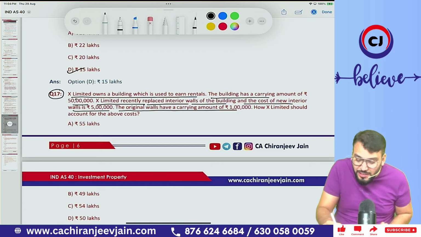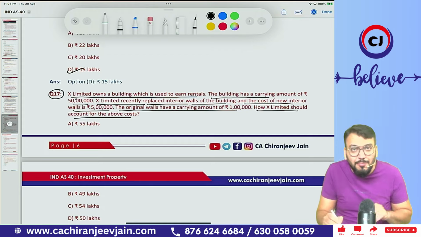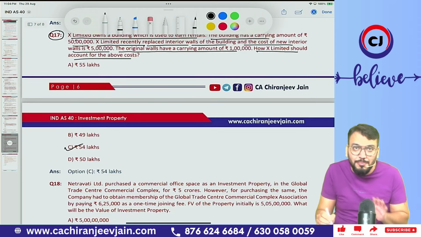Therefore, what will be the cost? Of course they want that only. How should X Limited account for the above cost? It will be 50 lakh plus 5 lakh minus 1 lakh, that is 54 lakh. The 54 lakh will be the answer. Option number C is correct.